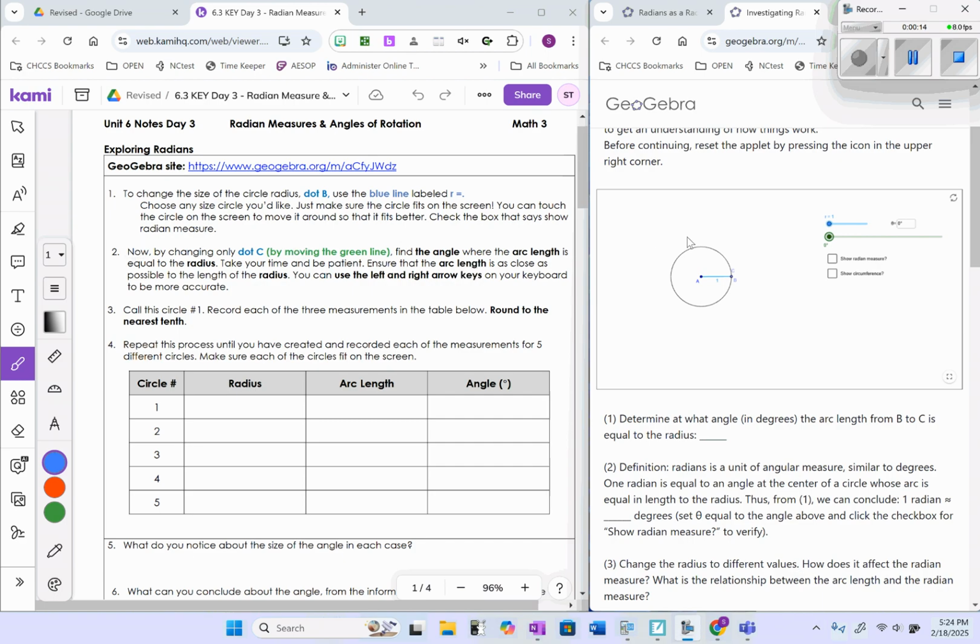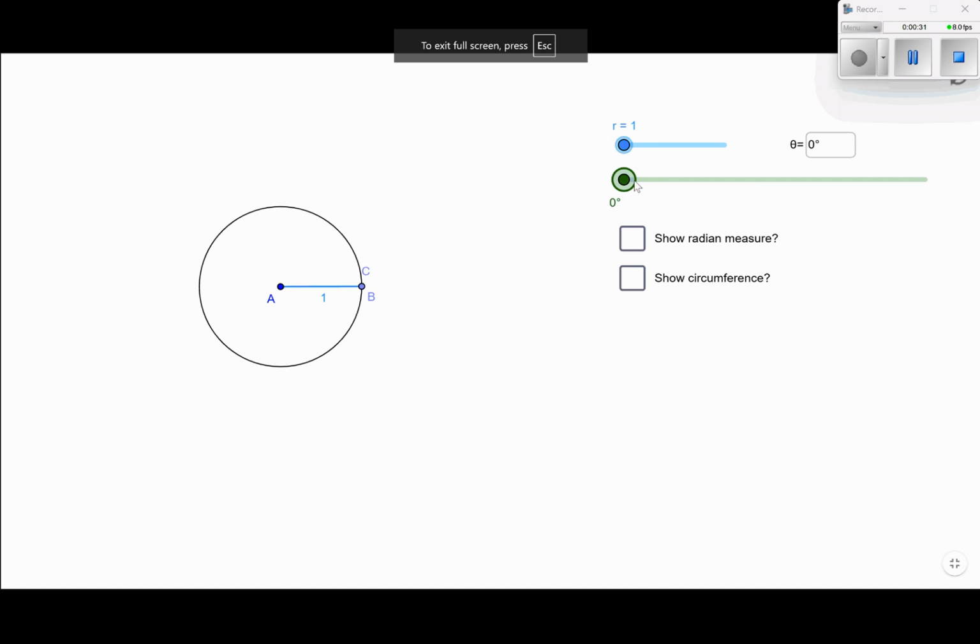So we're going to change the size of the circle using this R value right here, which changes your radius length. And we're also going to change this other value to change the arc length, and we're going to compare the two. If I make this a little bit bigger, so when we have a radius of 1, remember this red part here, that's my arc length. If I make that equal to 1, I can use the right and left arrows on the keyboard to make it a little bit better.